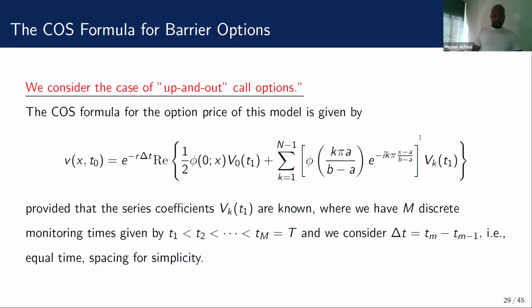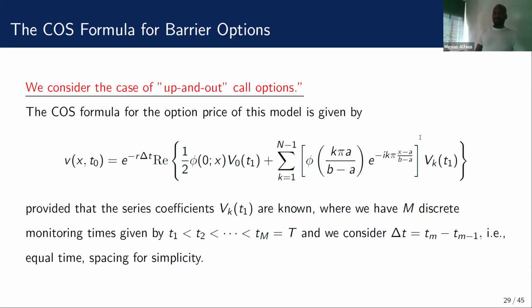So the COS formula for the option price of this model is given by this formula. We can see that this is similar to the one we have derived before. The only difference is that at the end of this formula, there's a VK at T1. So what is this T1? We're looking at discretely monitored, so we have T0, which is the initial time, which I forgot to put, and then T1, T2, up to maturity.